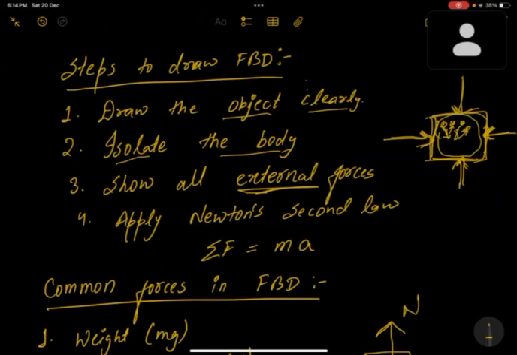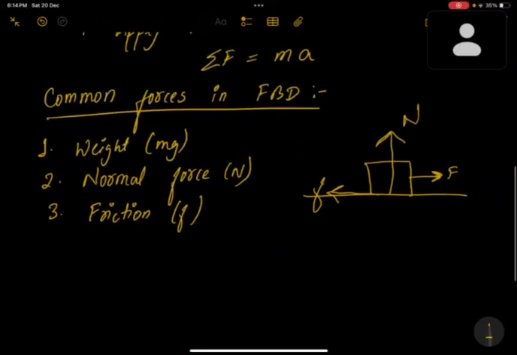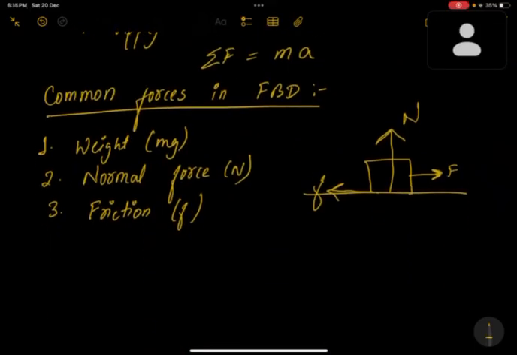We have to show all the external forces, and then we will apply Newton's second law of motion. We apply Newton's second law in x direction and also in y direction, so that we can see what is happening in x direction and what is happening in y direction. There are some common forces in FBD that we should remember, and we should always apply these forces. First is weight. As we know, weight always applies on the body, that is gravitational force always applies on the body in the downward direction, which is mg.